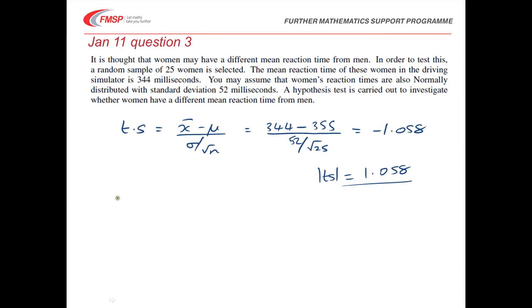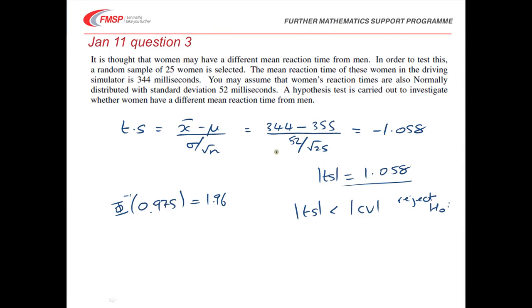As I've said, to find your critical value, we're looking up this particular value here, which is 1.96 from your tables. We can clearly see here that the modulus of your test statistic is less than your critical value. This leads us to not reject H0. So far we've just picked up another 1, 2, 3, 4 marks.